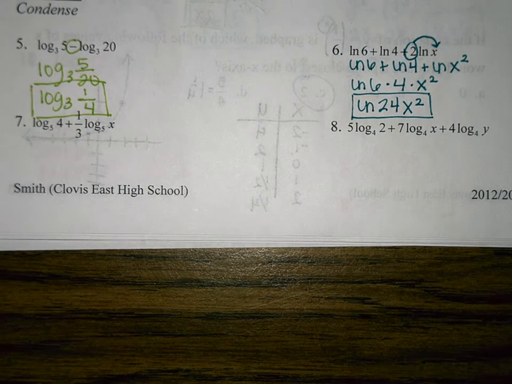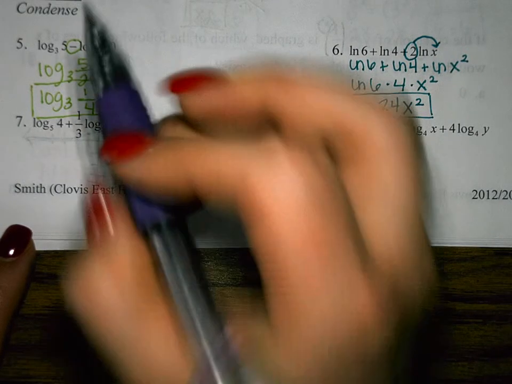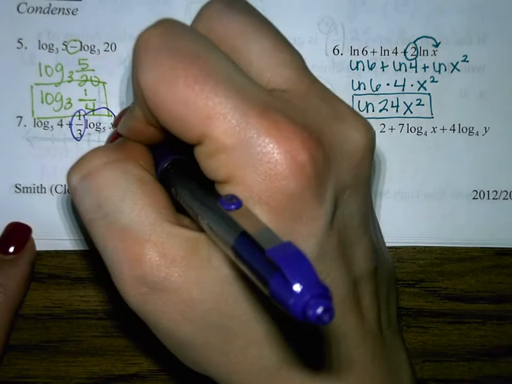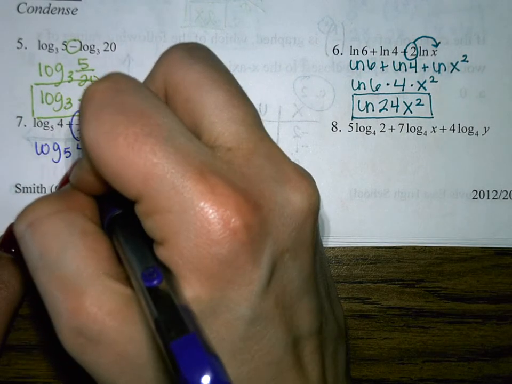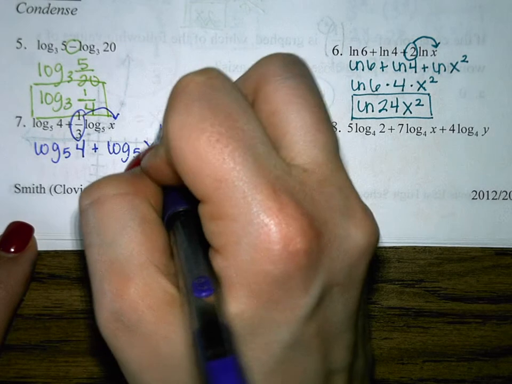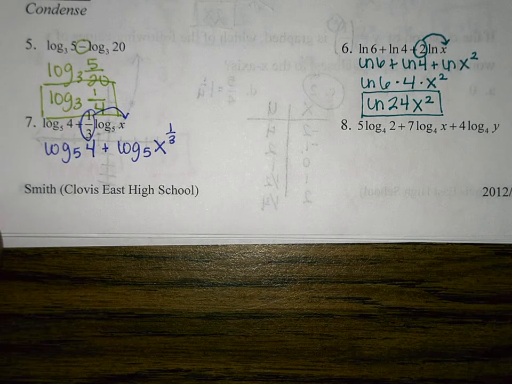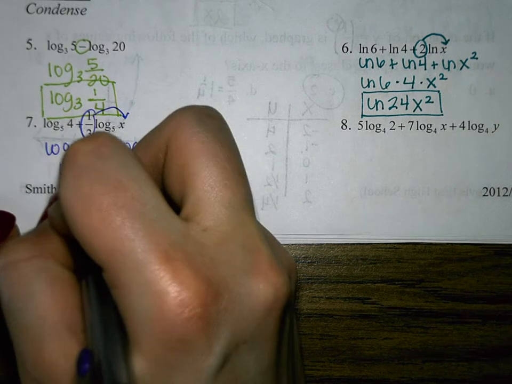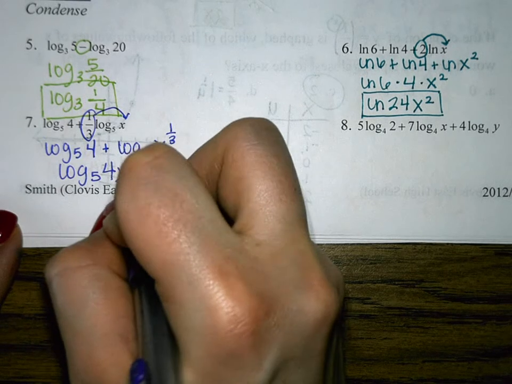Number 7, I have log base 5 of 4 plus 1/3 log base 5 of x. So I'm going to take care of that power first. So this is log base 5 of 4 plus log base 5 of x to the 1/3. And now they're being added, so I can multiply these together. So that's going to condense to log base 5 of 4x to the 1/3.